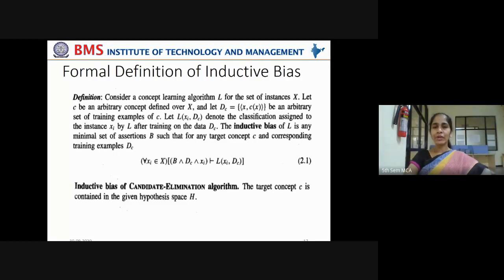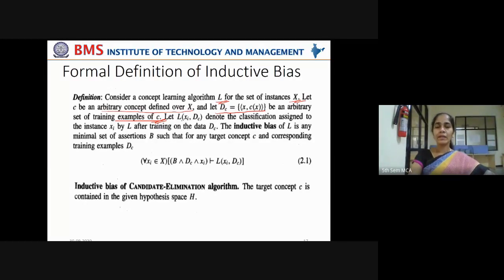These are the formal definitions for inductive learning and inductive bias. Okay, consider a concept learning algorithm L for the set of instances X. Now let C be an arbitrary concept defined over X, and let the training examples be defined as x and C of x. We know this representation. Let DC be an arbitrary set of training examples of C. That is the target concept.